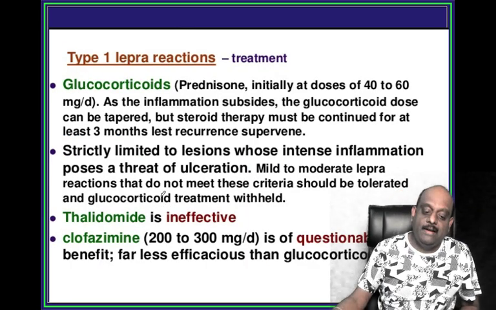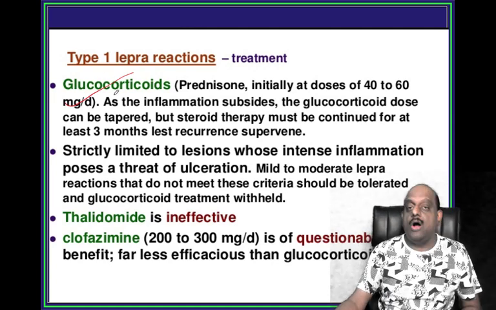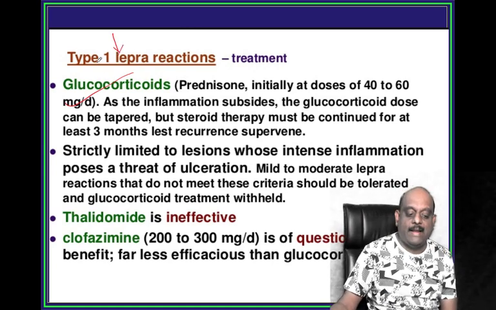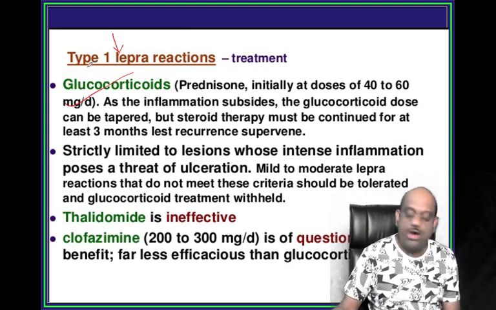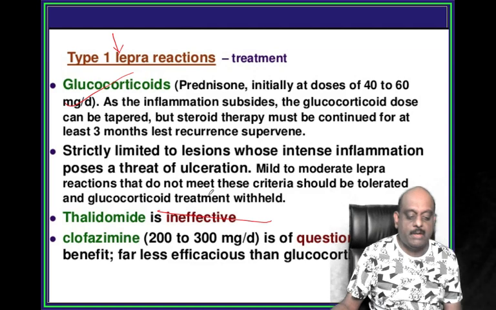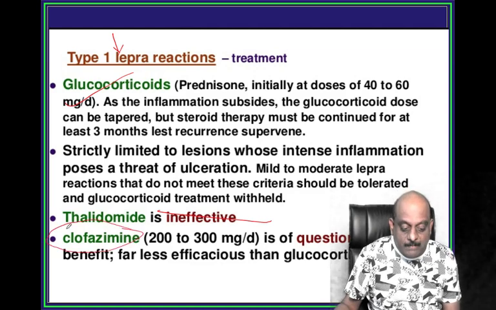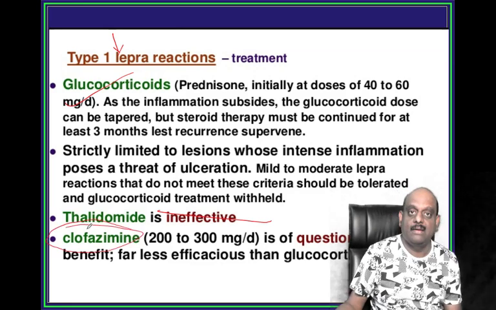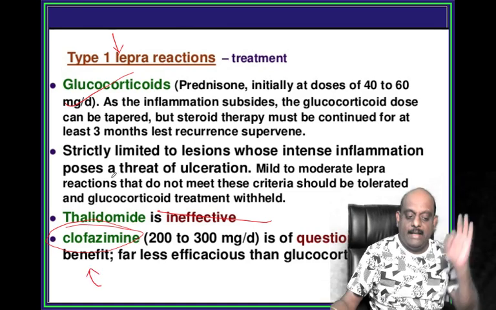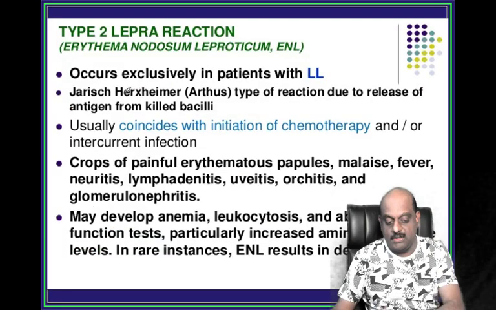So how do you treat it? Glucocorticoids are the mainstay of treatment of type 1 lepra reaction. Thalidomide is not useful, it is ineffective. That is what you should remember. We use clofazimine, but it is of questionable benefit. So mainly remember glucocorticoids.